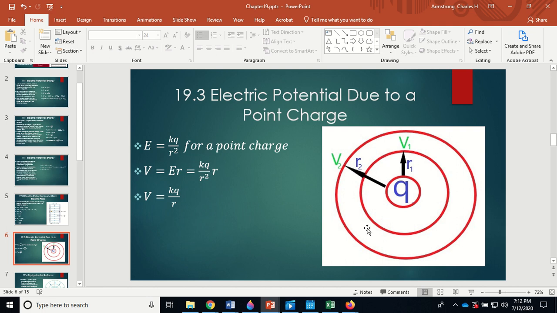So in close, we should have a bigger voltage, but as R gets bigger and bigger, further and further out, the voltage is going to go down. Remember, voltage is joules per coulomb, so if we put a charge in here, it's going to have less and less energy as we get further and further away from Q.